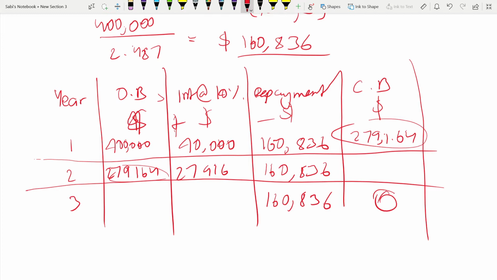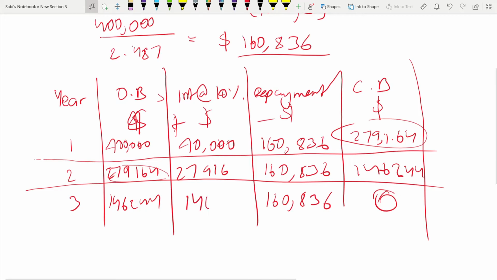This will be 146,244. This will become an opening balance for the third year. On this 10%, 14,624, and you will get 32 here. But this 32 is due to rounding differences. There are so many rounding figures. I told you, small amounts you will get. Just ignore it.